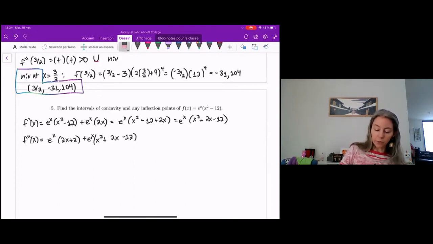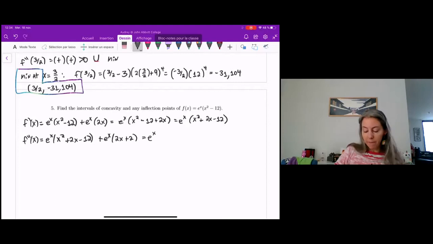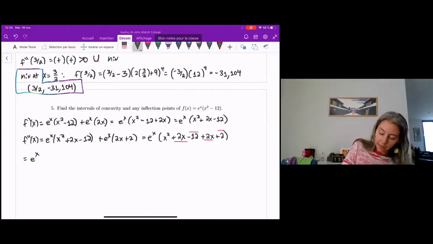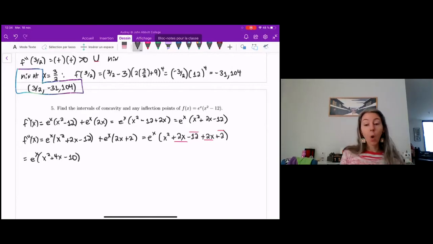And I'm actually going to erase that and redo it because I did it backwards from how I normally do it. So derivative of the first, e to the x, times x squared plus 2x minus 12, plus the first times the derivative of the second. Simplify by factoring out that e to the x, my greatest common factor, and then the polynomial part is what's left over. So now I want to combine my like terms, so I can combine those 2x, and I can do negative 12 plus 2 to get e to the x times x squared plus 4x minus 10, which I can factor.